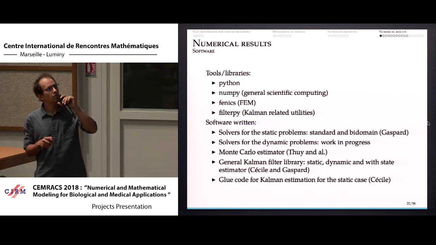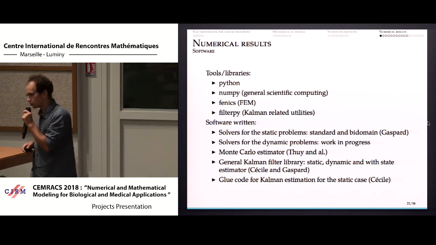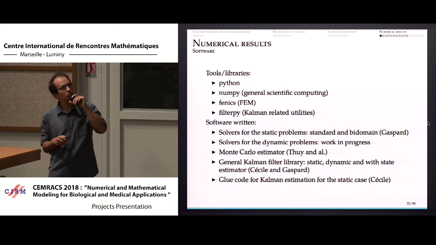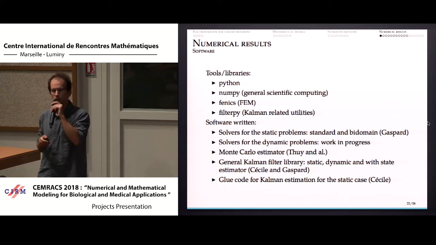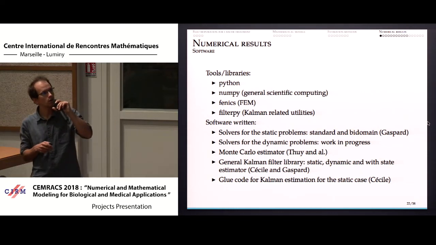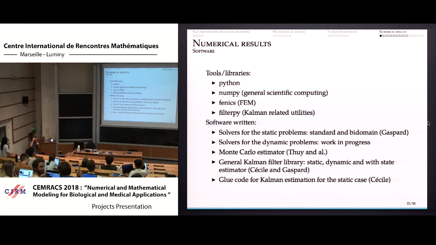All of our code is written in Python. We worked with NumPy, like everyone working with Python does. FEniCS, which is a nice finite element library, which I recommend. And FilterPy for Kalman-related things. We didn't use FilterPy for the Kalman filter itself. We wrote it ourselves, but there are some small things that we used, like initialization and so on.